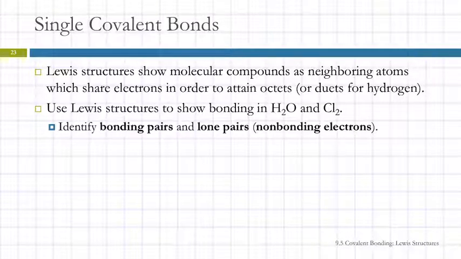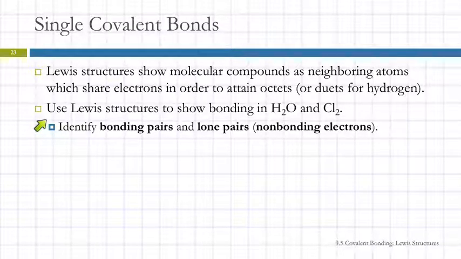Covalent bonds. We'll talk about single bonds first. When we draw a Lewis structure for a molecular compound with nonmetals, we illustrate this as the neighboring atoms sharing electrons in a way that will give them octets or duets for hydrogen. Helium is also an exception, but it doesn't make compounds, so we're not going to see it in any of these bonding models.